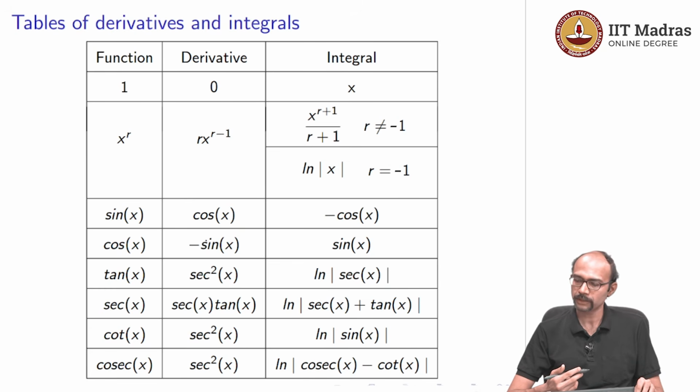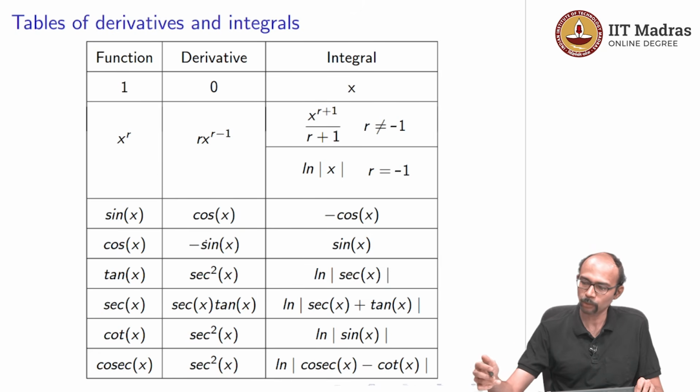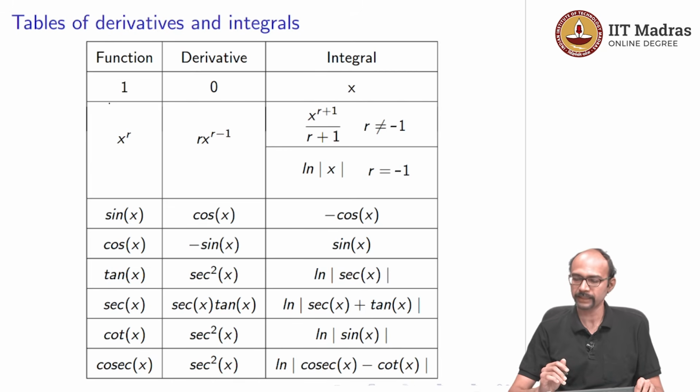So, what you have to do here is check out the functions in the rightmost column, which are integrals, differentiate them and see that you get the function which is in the leftmost column. And the derivative I have just written to jog your memory about the fact that this is something that we have actually done before. So, for the function 1, the derivative is 0 and the integral is x. How do I know that? Because if I differentiate x, then I get 1.